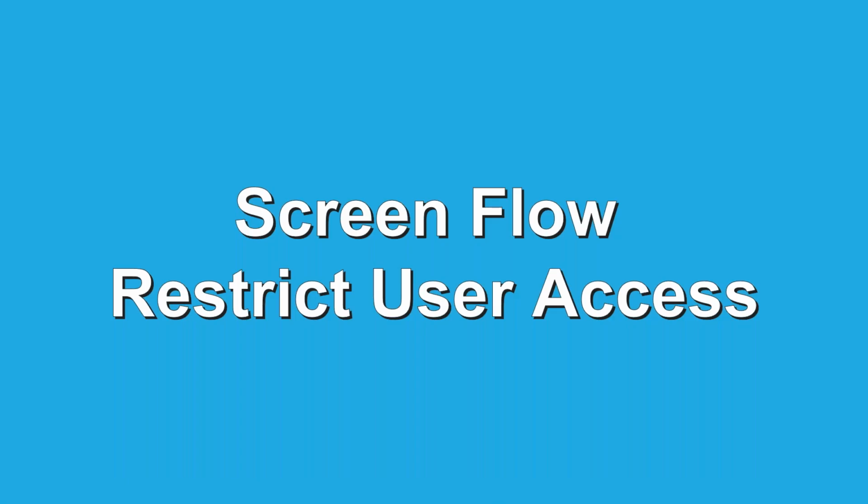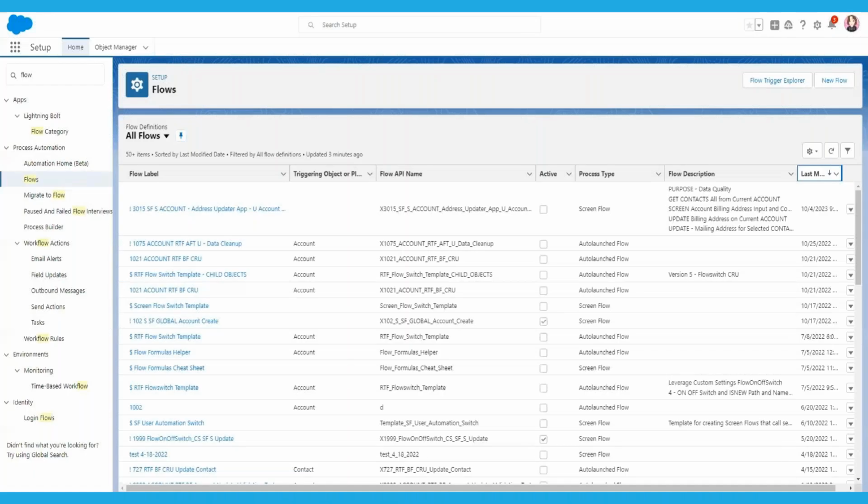Okay, now we're going to talk about restricting user access. And you're going to say, well, I run my flows in user mode. I don't need to restrict access. In my opinion, all screen flows should restrict access to only the users that need them. And even if you're in user mode, how are you keeping track of every object that every user has rights to? How are you going to know if someone has access or doesn't have access to your flow?